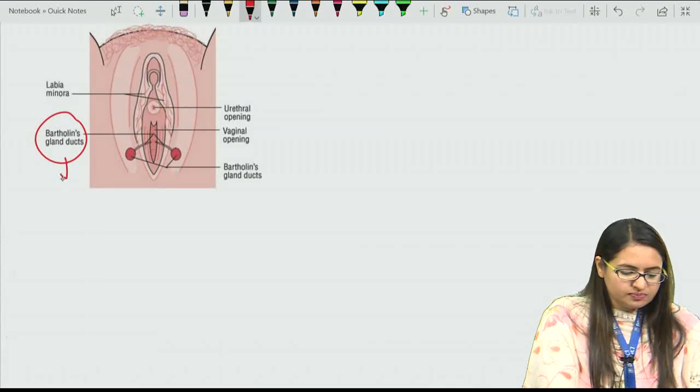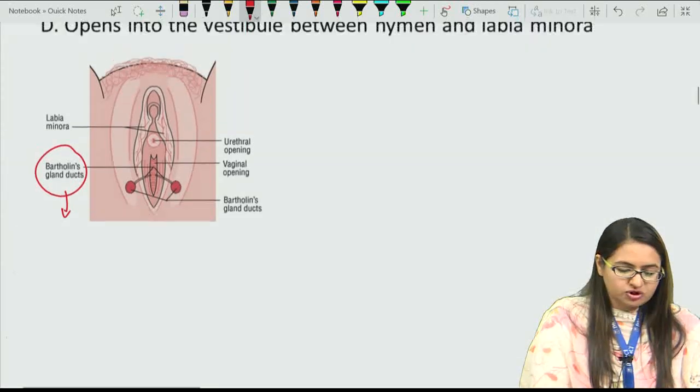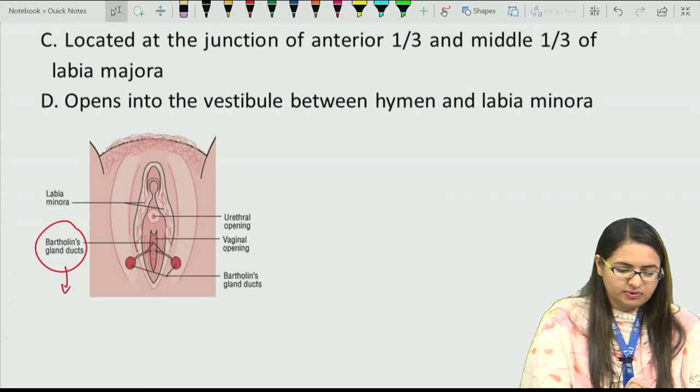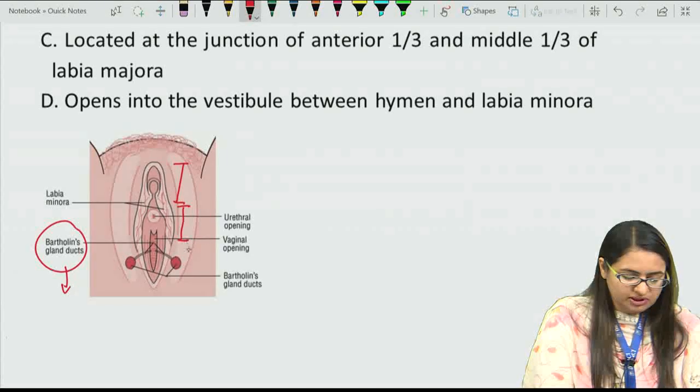Now the location of this Bartholin gland: it is present at the junction of the middle 1/3 and the posterior 1/3 of the labia majora. So if we see, these are the three portions: anterior 1/3, middle 1/3 and the posterior 1/3. The Bartholin gland is present at the junction of the middle 1/3 and the posterior 1/3.